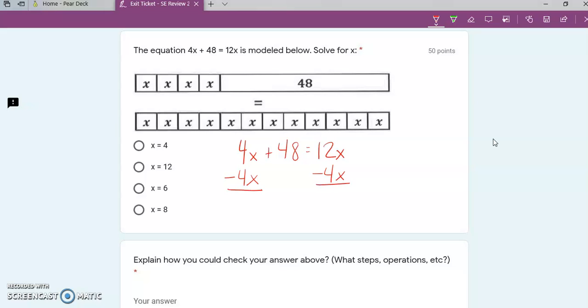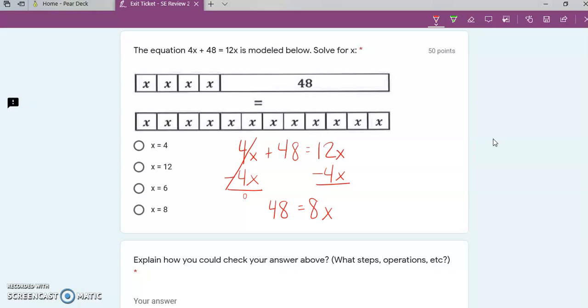So 4x, and I do the opposite. This is a positive 4, so I subtract 4. Those are going to cancel. I'm only left over with plus 48, because these give me 0. And then 12x minus 4x. I keep the x there, and I just worry about the 12 minus 4, which is 8.